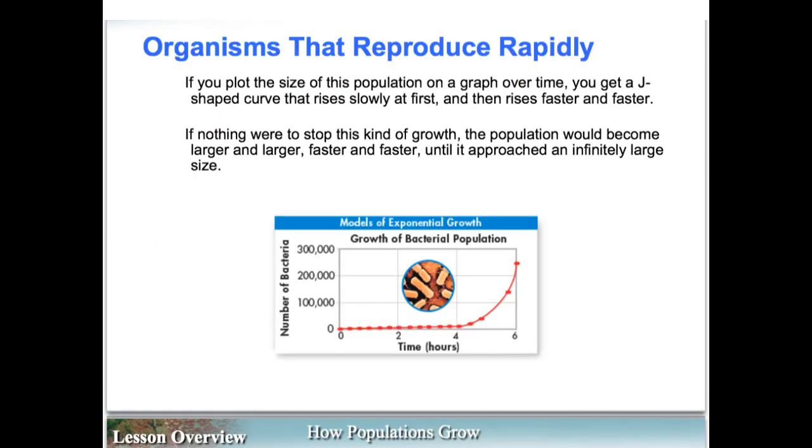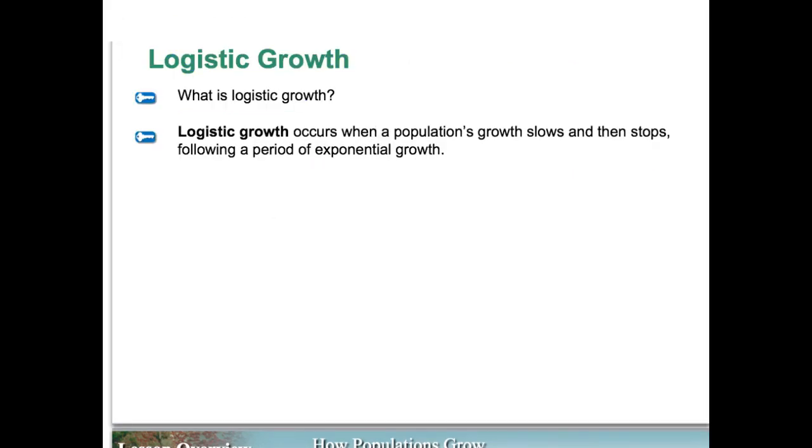Whenever you plot the numbers of organisms that are growing exponentially, you get what is called a J-shaped curve. It's one that will rise slowly at first, but then begins to rise faster and faster. In this example here, we're growing some bacteria, and you're seeing that the population slowly grows, but once it takes off, you can't stop it. It gets larger and larger and faster until it approaches an infinitely large size.